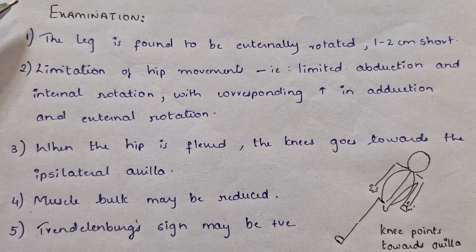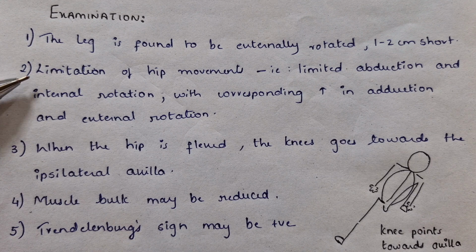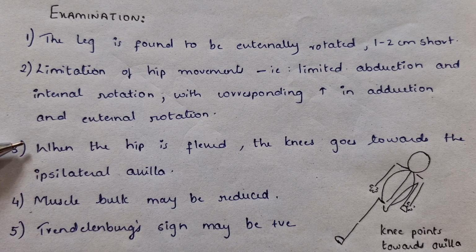Examination for slipped capital femoral epiphysis. The leg is found to be externally rotated and 1 to 2 cm short. Limitation of hip movements is seen, that is, limited abduction and internal rotation with a corresponding increase in adduction and external rotation. When the hip is flexed, the knee goes towards the ipsilateral axilla. The muscle bulk may be reduced. Trendelenburg sign may be positive.